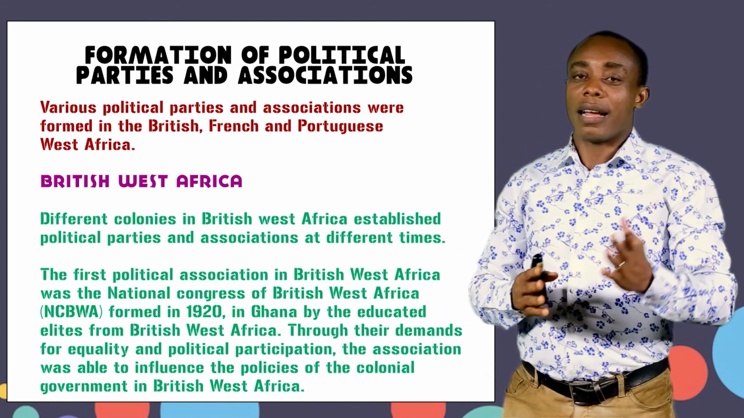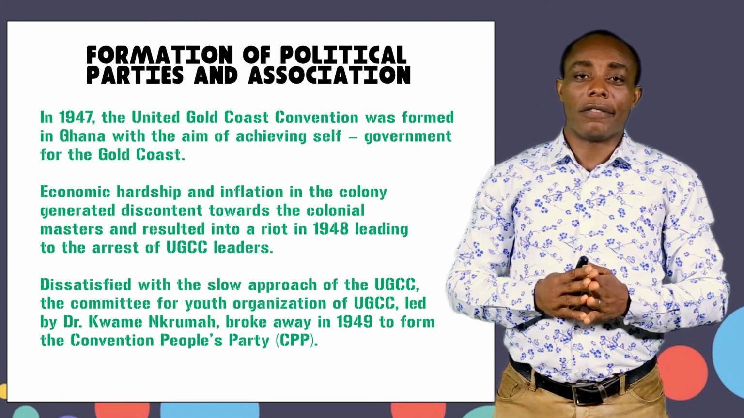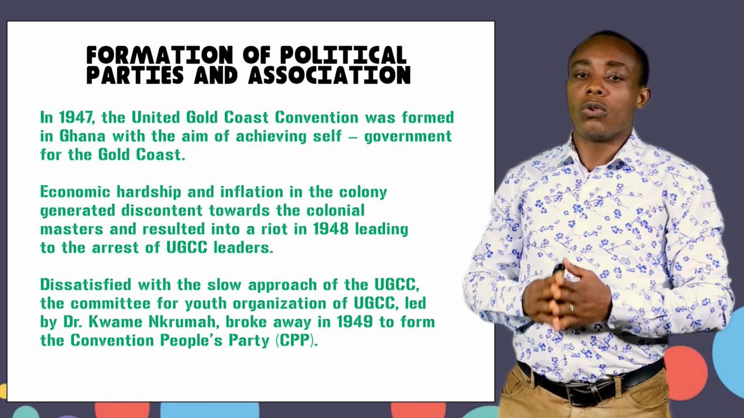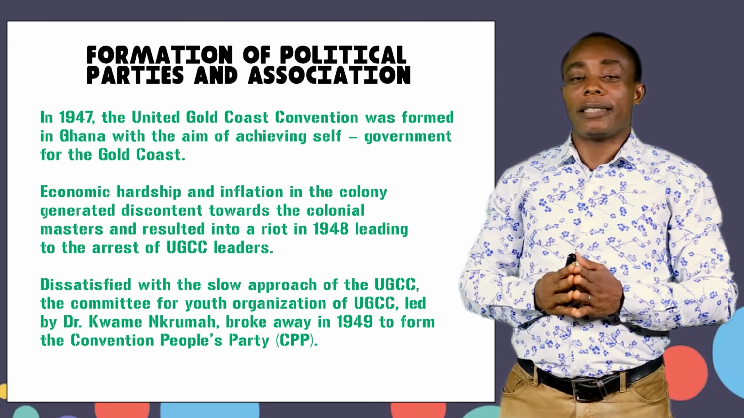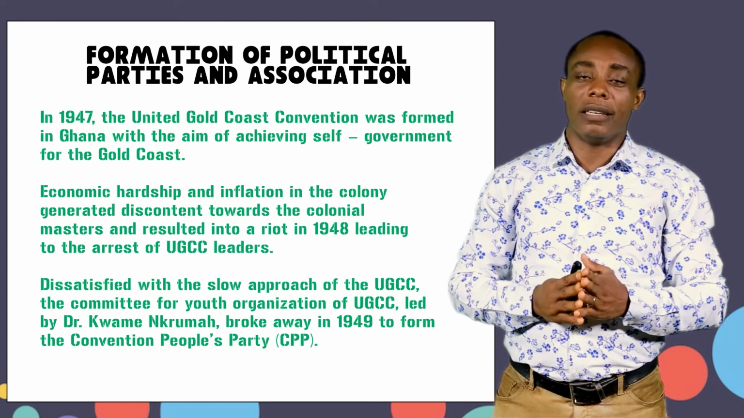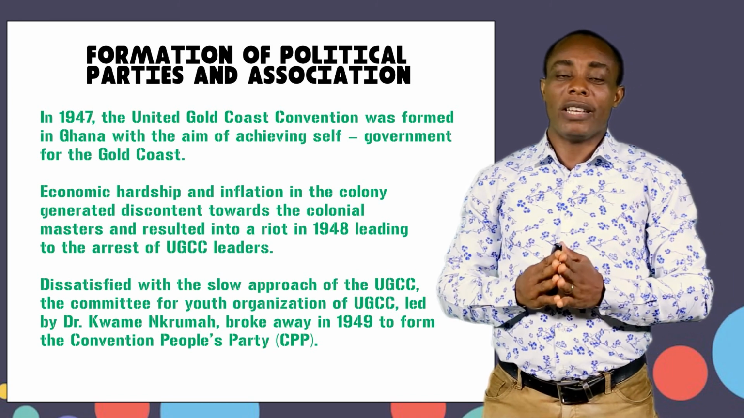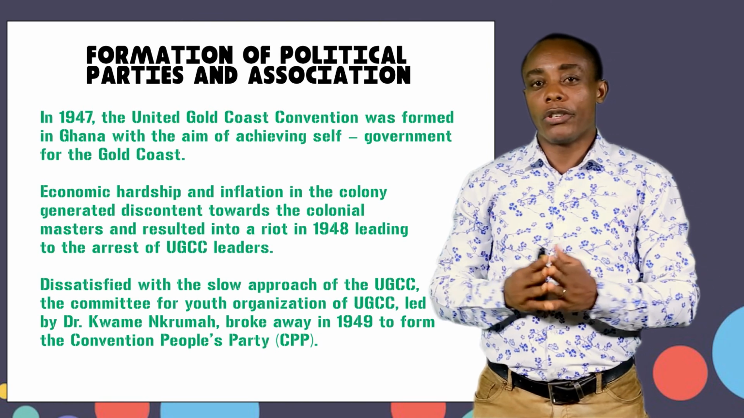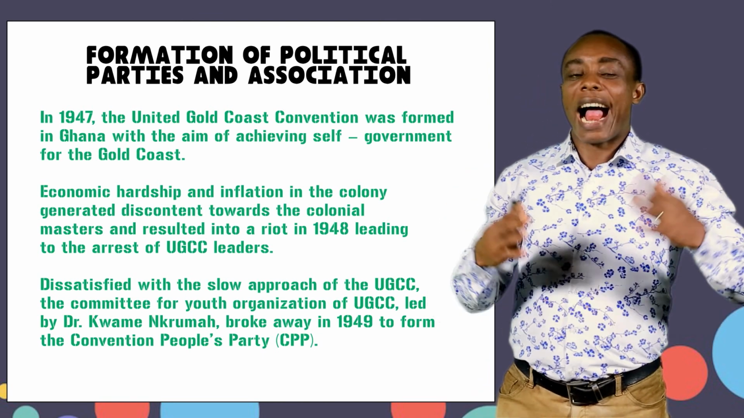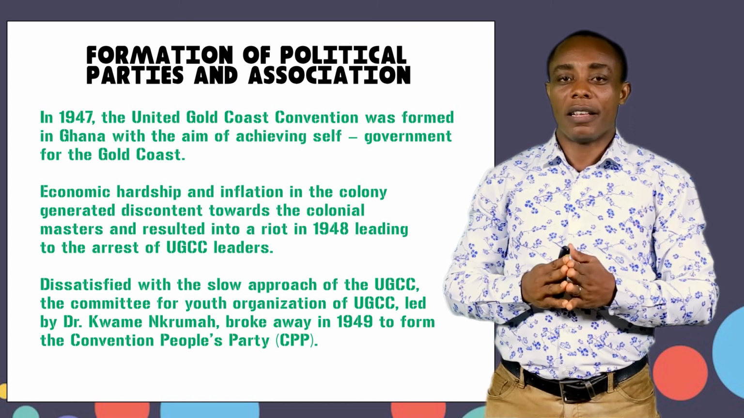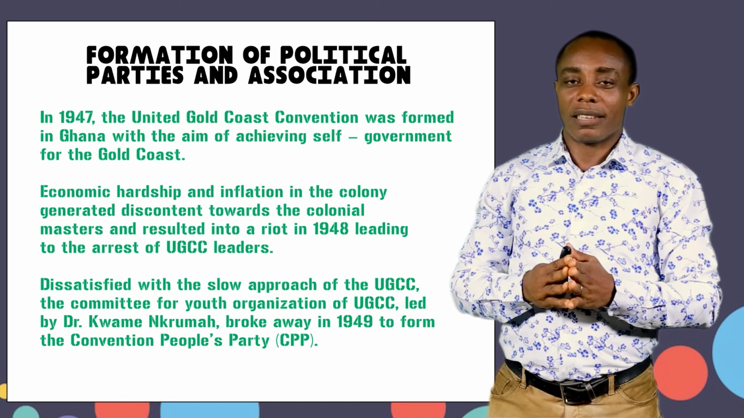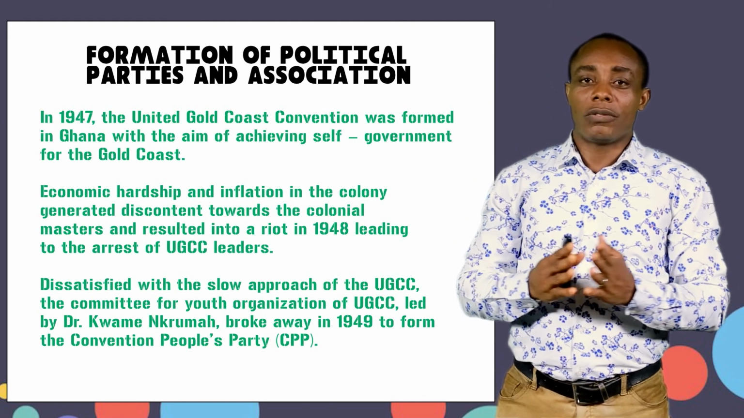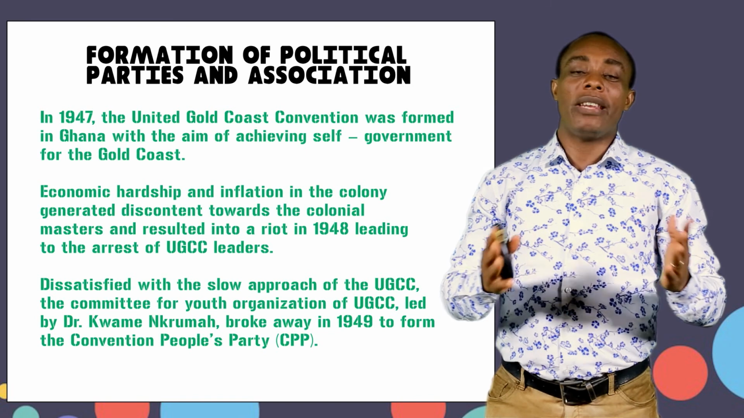Let's consider Ghana. In Ghana in 1947, a political party was formed and it was called the United Gold Coast Convention. This political party was formed with the aim of achieving independence for the Gold Coast. Ghana, before independence, was called the Gold Coast. Something happened in the Gold Coast after the formation of this party. There was a high rate of inflation, high cost of living, and the people could no longer bear it. And so there was a riot. When this riot broke out, the leaders of this party were held responsible, and so they were being arrested.